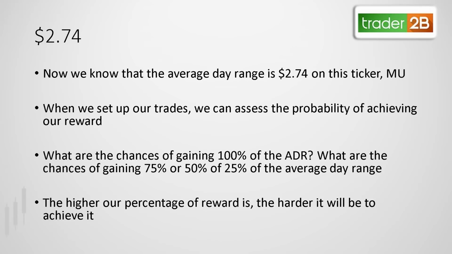So if we know that the average range will be $2.74, we can begin to ask ourselves questions like, what are the chances of me gaining 100% of the ADR or catching the entire $2.74 move on this particular ticker on the day? What are the chances of gaining 75% of that move on a day, or 50%, or 25% of the average day range? The higher our percentage of the reward, the harder it will be. What this means is that if we are trying to achieve 100% of the ADR, in this particular case is $2.74, the harder that's going to be.